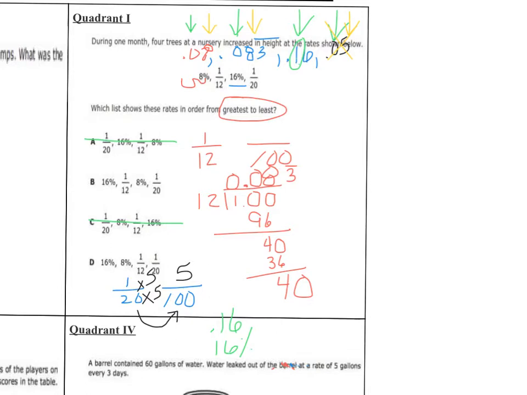Now I'm going to look at the next place value, thousandths place. When I don't have anything, that means it's going to be a 0. So I'm going to compare the 0 to 3. 3 is bigger. The 3 goes with the 1/12, so 1/12 is going to be my second number, which means B is going to be my answer choice.